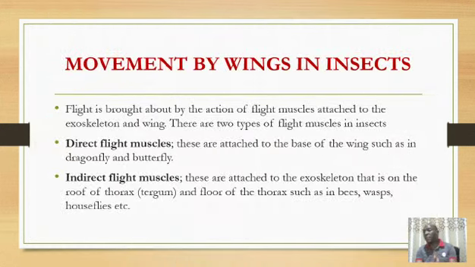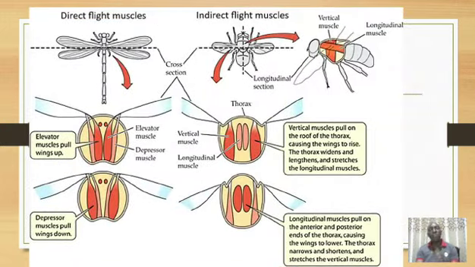For example, in the butterflies and the dragonflies. While indirect flight muscles are attached to the roof of the thorax, which we are calling the tagum, the roof of the thorax. So they are not attached to the wings. Hence the term indirect flight muscles. Hope we can now tell a difference between direct flight muscles and indirect flight muscles.